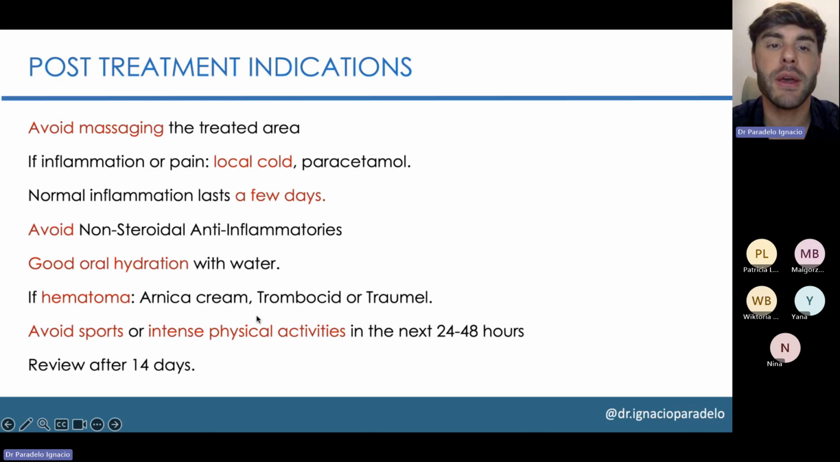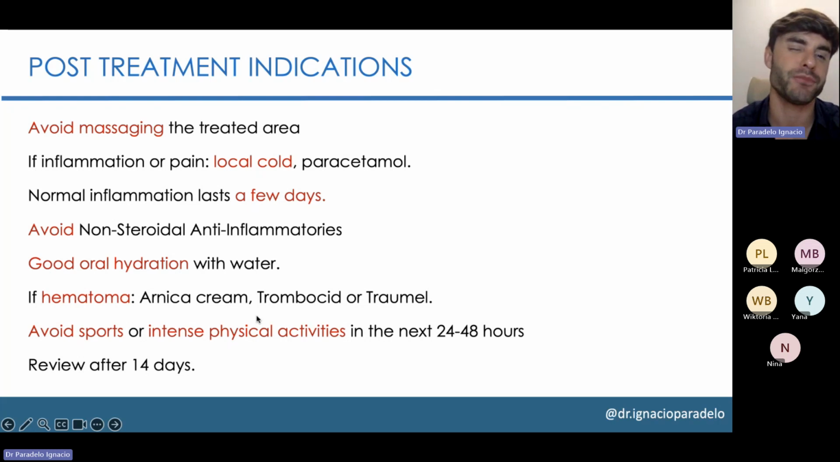And then when we finalize our treatment, there are some indications that we have to give to our patient, such as avoid massaging the treated area, because a massage is going to increase the inflammation. If inflammation or pain appears, they can apply local cold or take a paracetamol. They have to know that normal inflammation lasts a few days, between 24 or 48 hours. They have to avoid non-steroidal anti-inflammatories because of the risk of bruising. Good oral hydration with water.